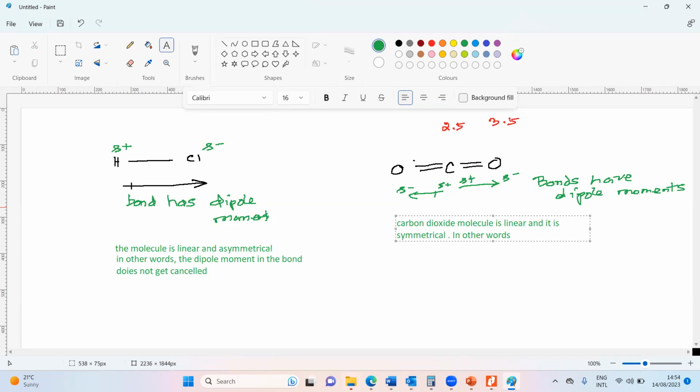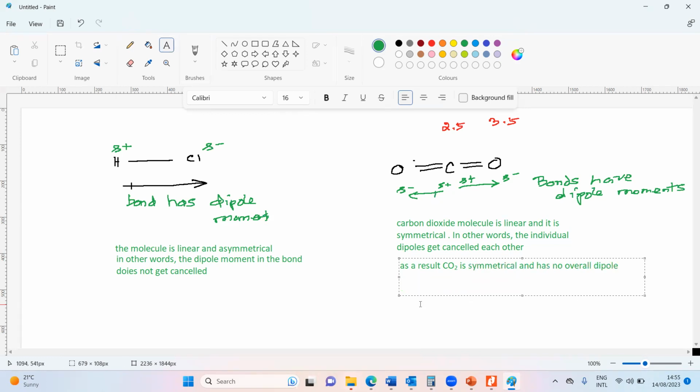In other words, the individual dipoles get cancelled by each other. The carbon dioxide molecule is linear and it is symmetrical. In other words, the individual dipoles get cancelled. We can say, as a result, the carbon dioxide molecule is symmetrical and has no overall dipole. You must remember this terminology very well. I'm going to the next part of the discussion.